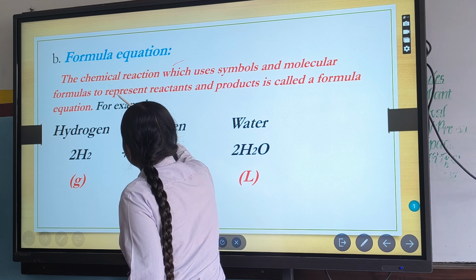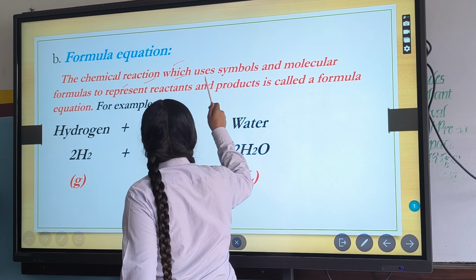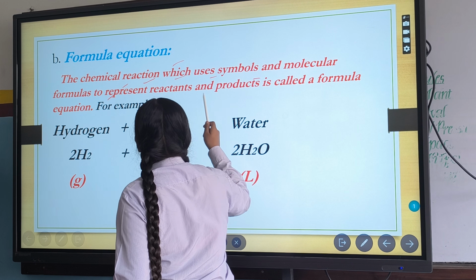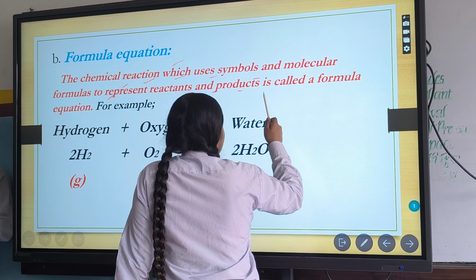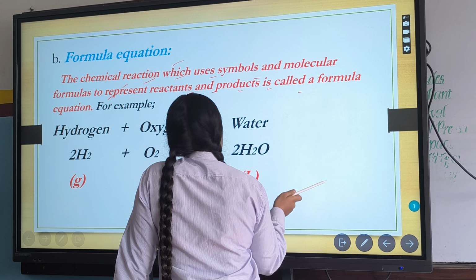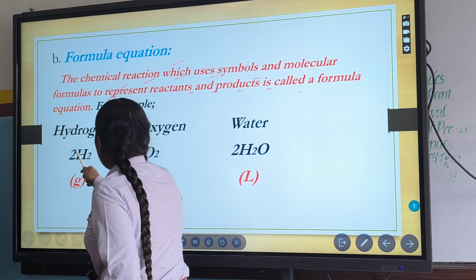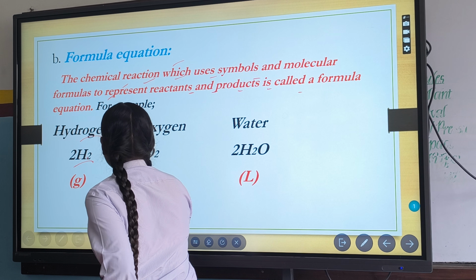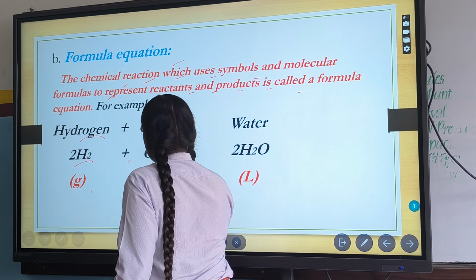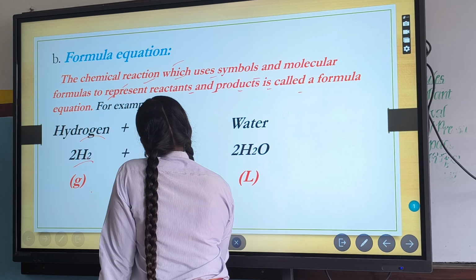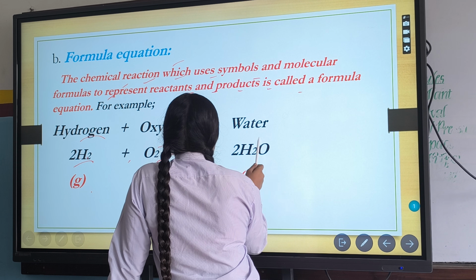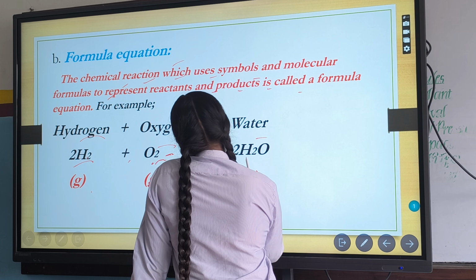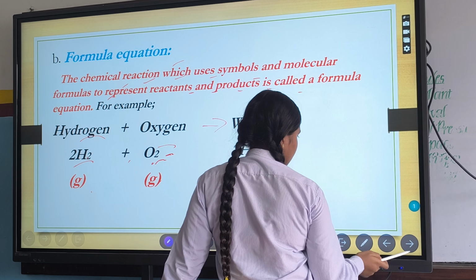Formula equation. The chemical equation which uses symbols and molecular formulas to represent the reactants and products is called a formula equation. For example, hydrogen is represented by H2, which is gas, plus oxygen is represented by O2, also gas. It makes water, H2O, which is liquid.